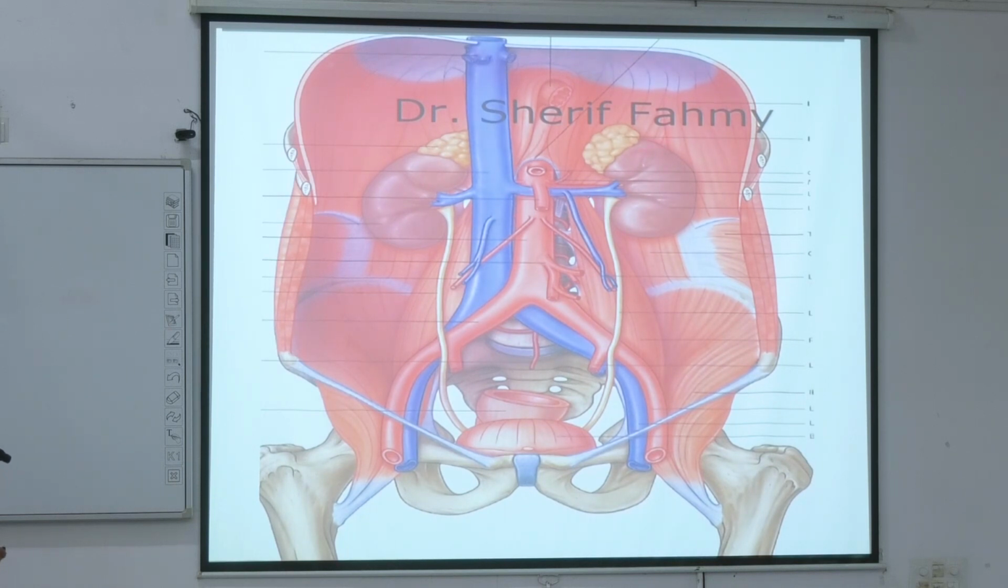And one thing you note: two gonadal arteries are direct branches from this abdominal aorta, but two gonadal veins, the right gonadal vein drains into the inferior vena cava, but the left gonadal vein drains into the left renal vein. That is also important. That's why varicocele is more common on the left side, because of the acute angle of draining.